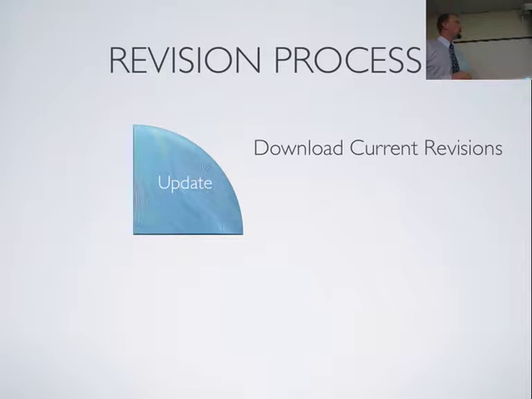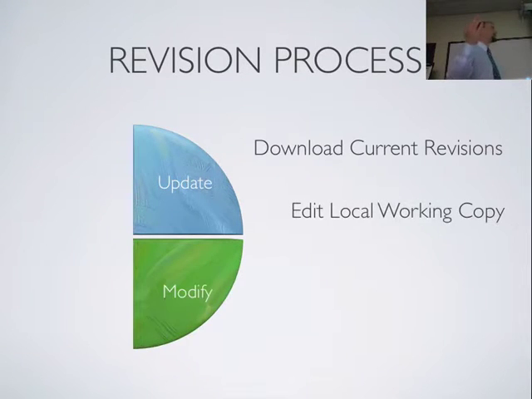So what is this revision process? It's really a very simple 4 steps that you iterate through over time. So the very first step is you download the current revision out of the repository to your local computer. It's called an update. The next thing you'll do then is you'll be modifying your local working copy, right? Making the changes you think need to be made.